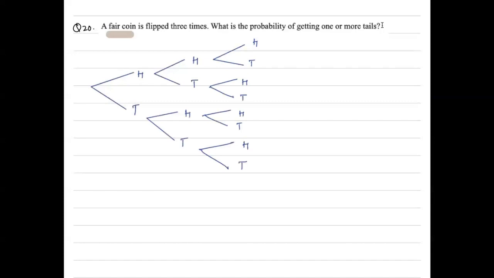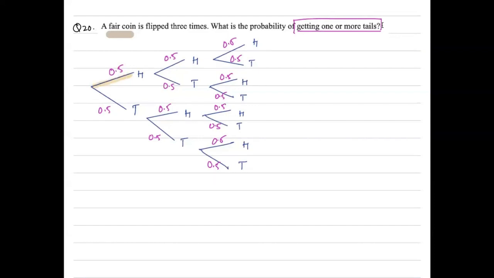The respective probabilities are going to be 0.5, 0.5, or you can write 1 upon 2 as well. Okay. 0.5 on all the branches. Now, they want the probability of getting one or more tail. Which branches are going to be involved in getting one or more tail?